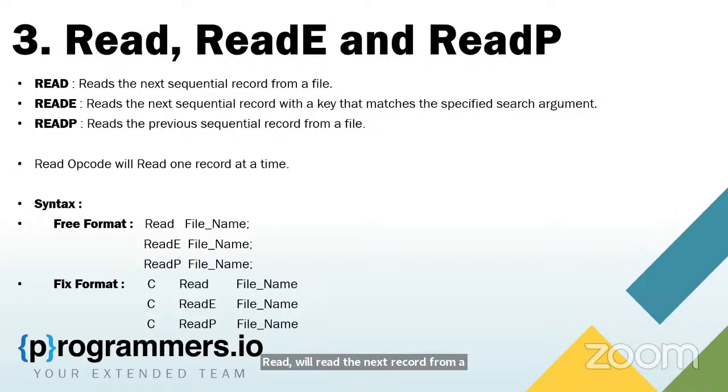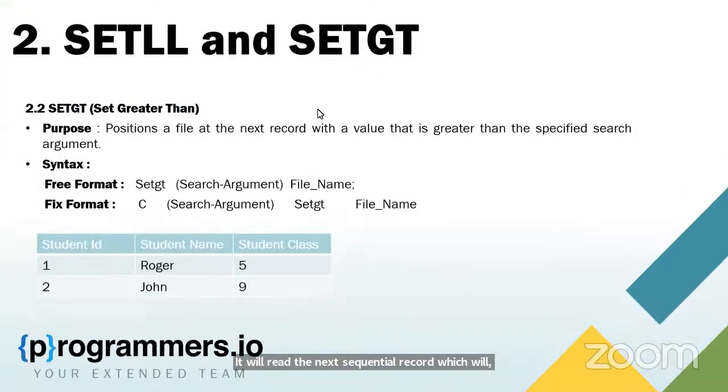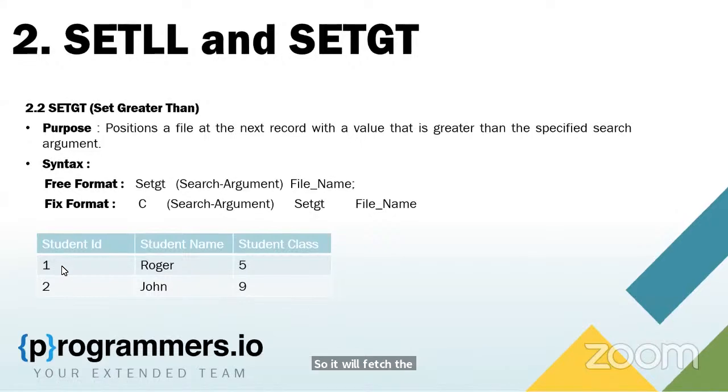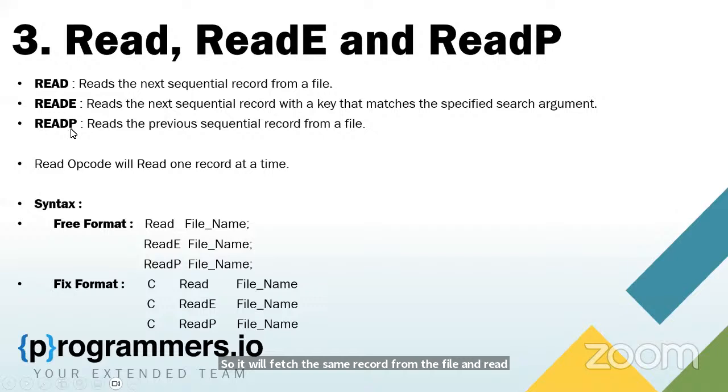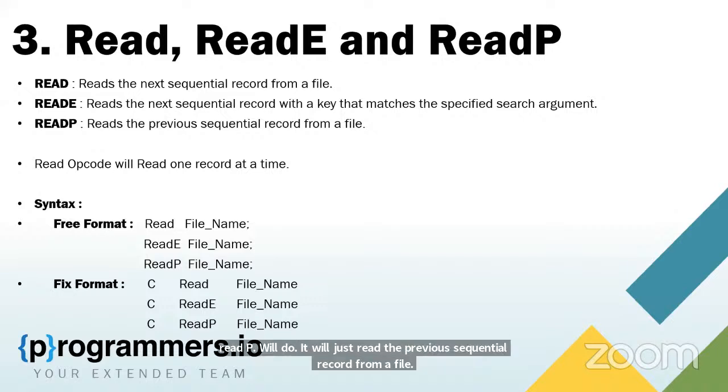And what will read-E do? It will read the next sequential record which matches the specified search argument. Let's suppose my search argument value is 1, and I have done the read-E opcode on that. It will fetch the same record from the file and read that particular record. Read-P will just read the previous sequential record from a file. If my pointer is on the second record, then it will read the first record.